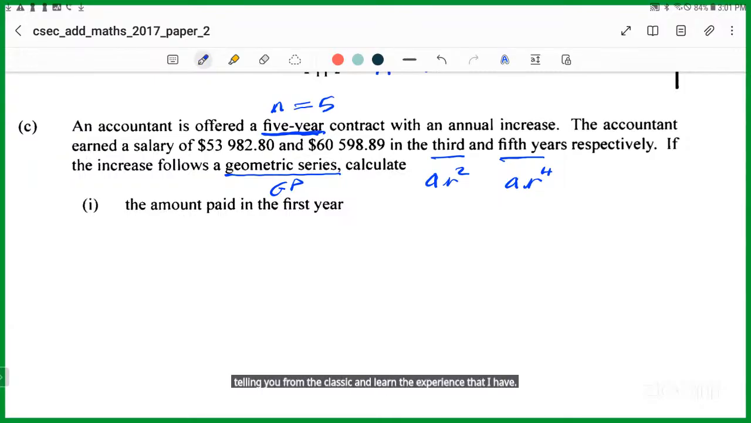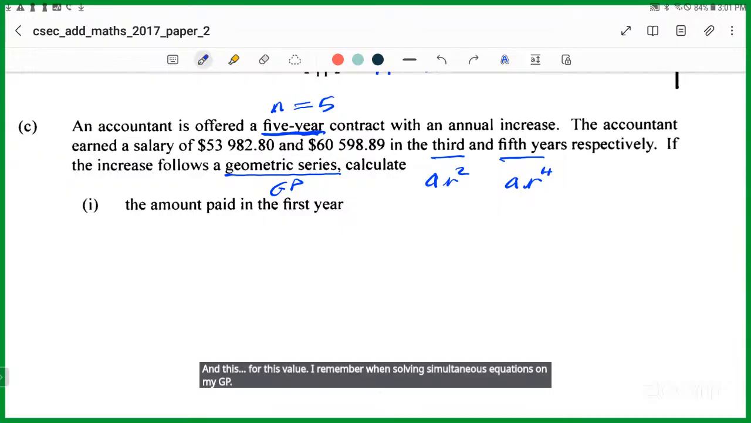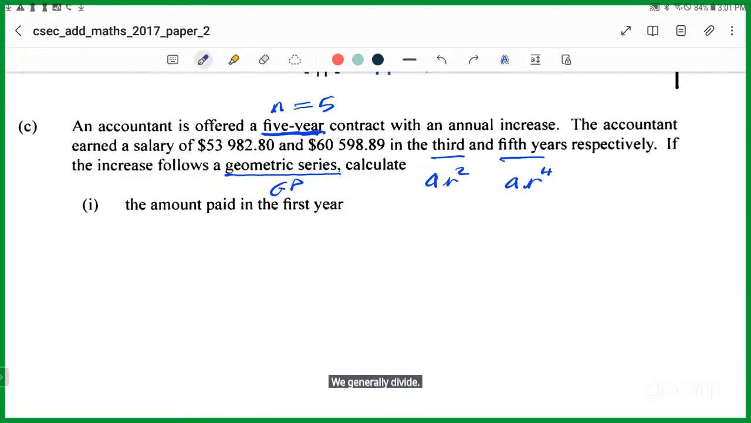Alright, so we're going to use this for this value and this for this value. Remember, when solving simultaneous equations from a GP, you generally divide. Generally speaking, you divide to solve them. Remember that.